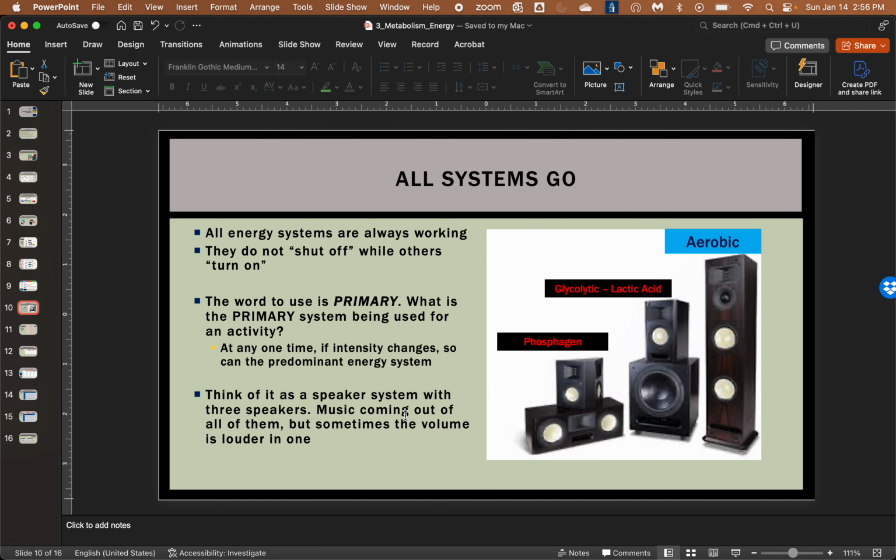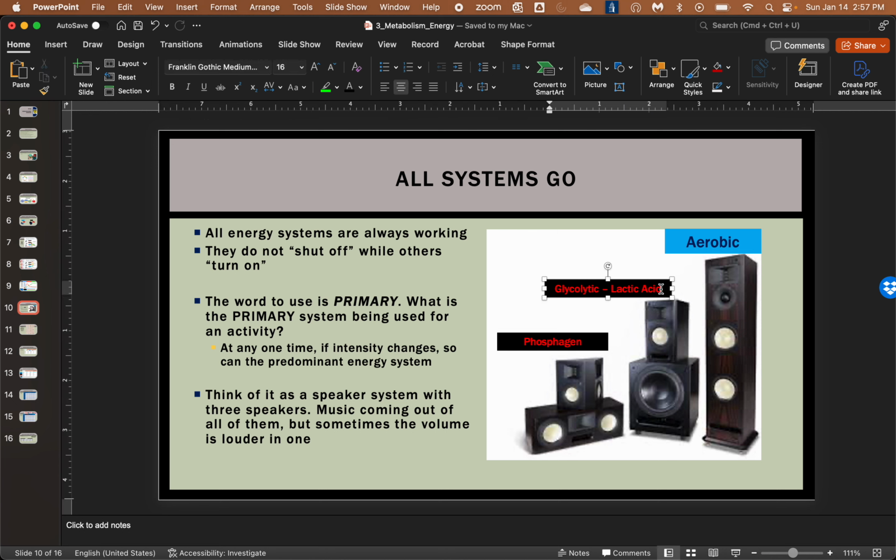Now, one thing, I'm going to change the names of these real quick. Update this guy. And then another name for the ATP-PC system is the phosphagen system, but we're going to keep it ATP-PC.